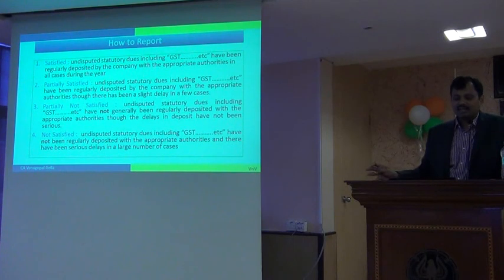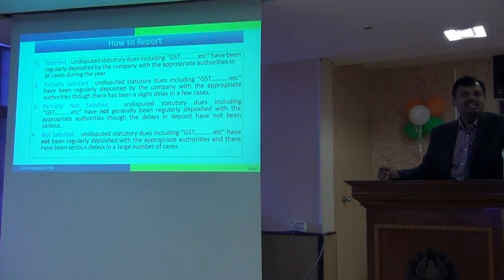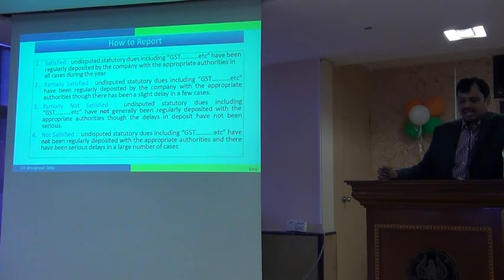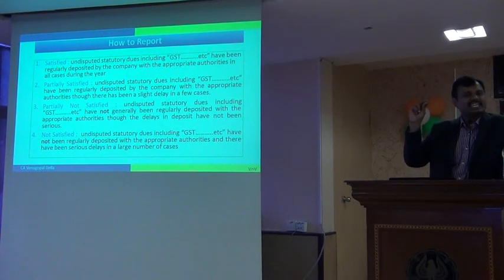If you are satisfied, you would say that the SSE is regular in depositing the dues to the authority. Whenever it is partially satisfied, you would use the words, there has been slight delay in few cases. That's the word you would use. And when it is partially not satisfied, you would say they are not generally been depositing the dues. And when you are completely not satisfied, you would say they have not been regularly depositing the dues. So this is a small change in the terminology, a very minor difference.